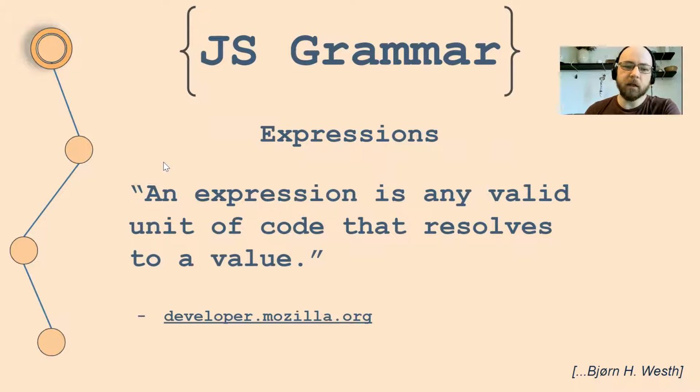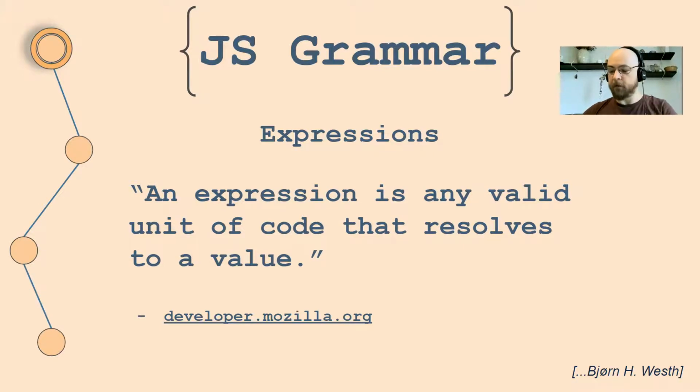What Mozilla has, how they explain it, is an expression is any valid unit of code that resolves to a value, one value. Can be any type of value, but only one. So that's pretty much it. Like my facial expression is sort of an expression that resolves to happy. That's a value of my face. And Jonas walking across the street resolves to him being over there. That's how I like to think about it.